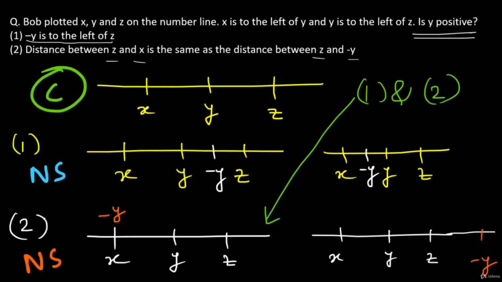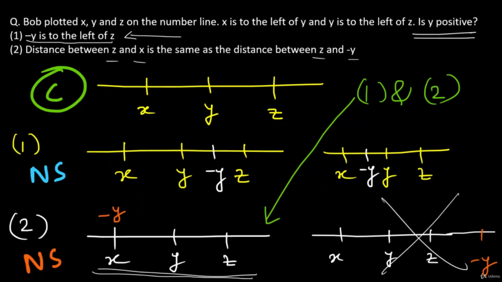You can see over here that as per statement 1, minus y has to be to the left of z, right? In this case, minus y is to the right of z. So this is ruled out, right? Therefore, we have only one possibility, which is this one over here, right? Therefore, we can see that minus y is over here and y is over here. Now, if this has to be true, we can easily find out whether y is positive.